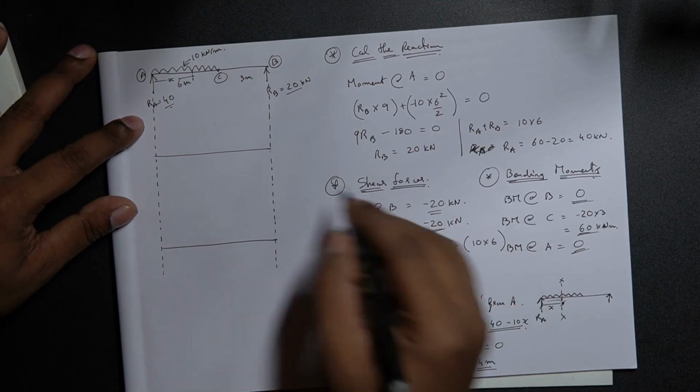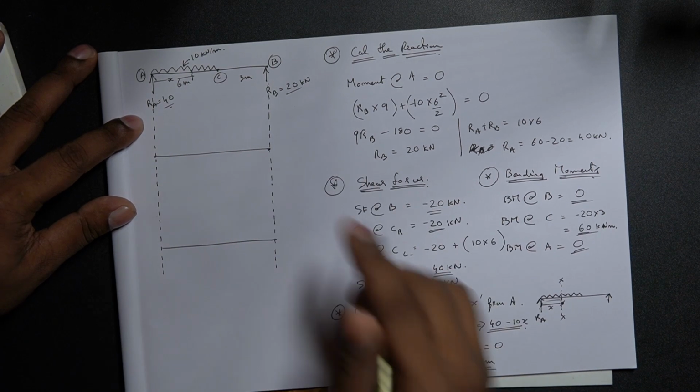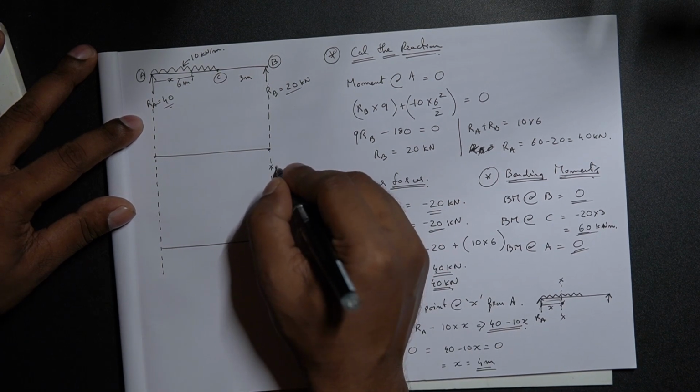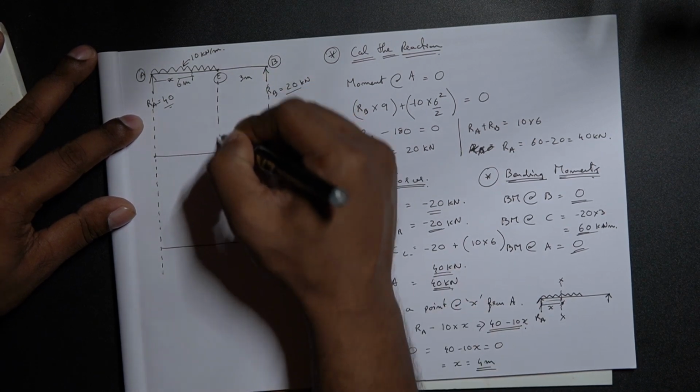Shear force at point B is minus 20. We have all the way up to minus 40. So this is minus 20. Shear force at C.